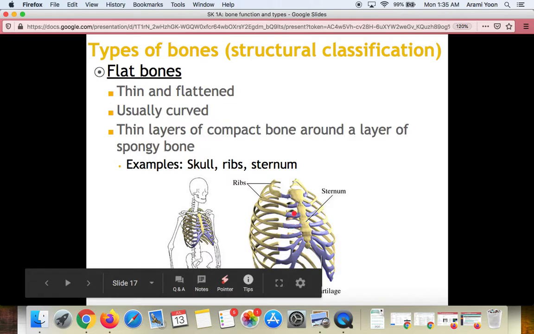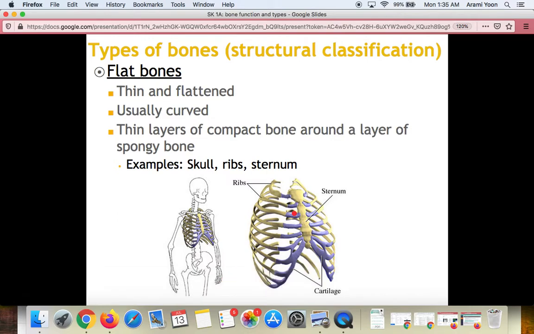Cartilage is not bone, but you will find cartilage in between bones at all joints as well as in places like this.